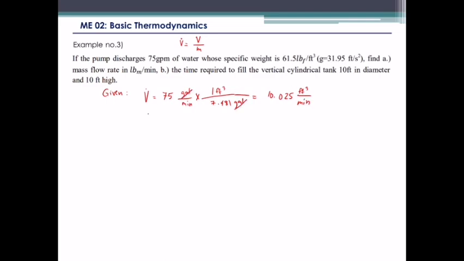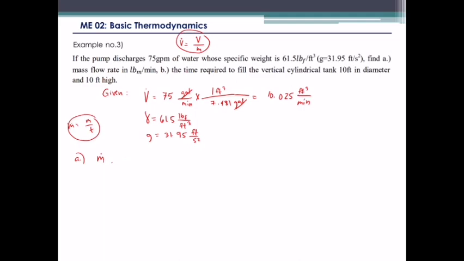Then another given, specific weight, gamma, is 61.5 pound-force per cubic feet. You're given the gravitational acceleration 31.95 feet per second squared. Letter A, you are to find the mass flow rate. That is the term flow rate, class. So a mass flow rate is actually mass per unit time. As you can see, this is mass flow rate, this is volume flow rate. Flow rate means per unit time.